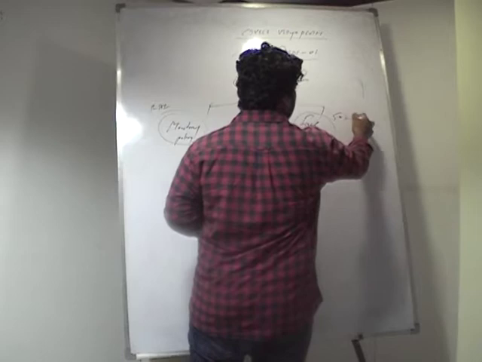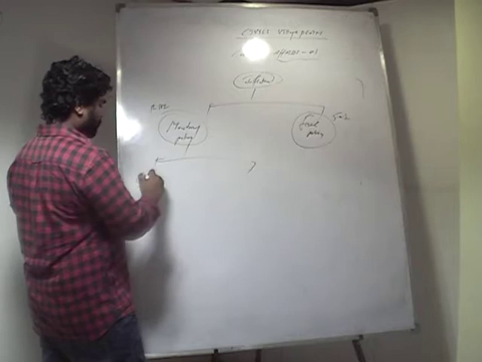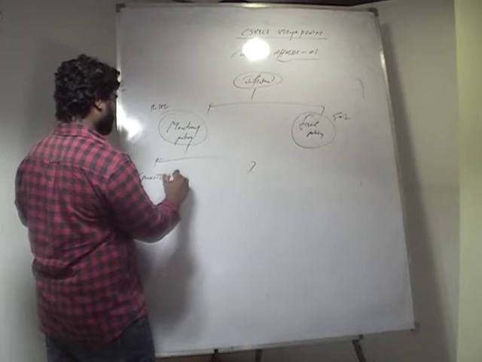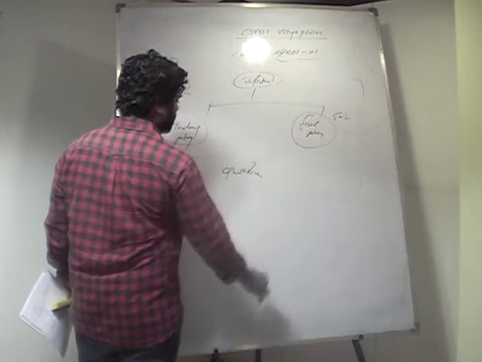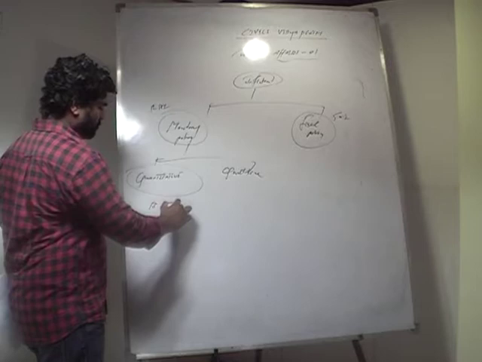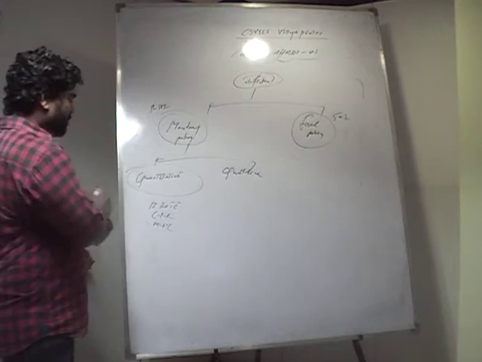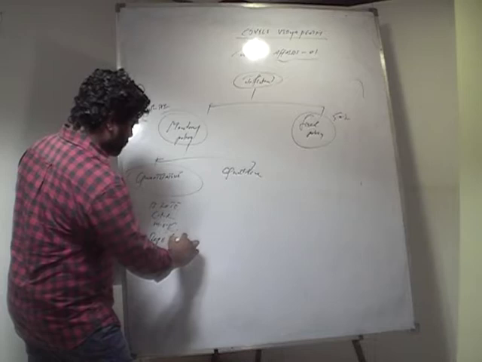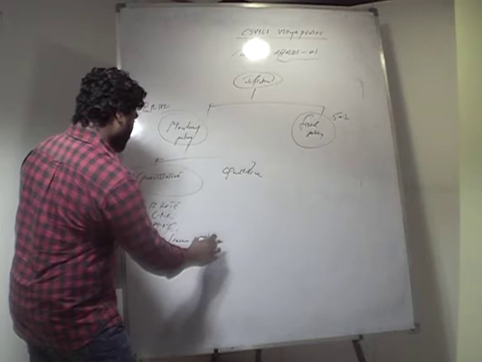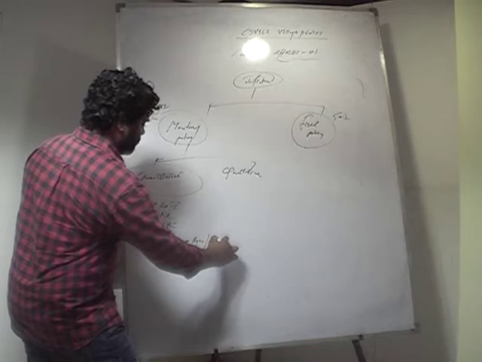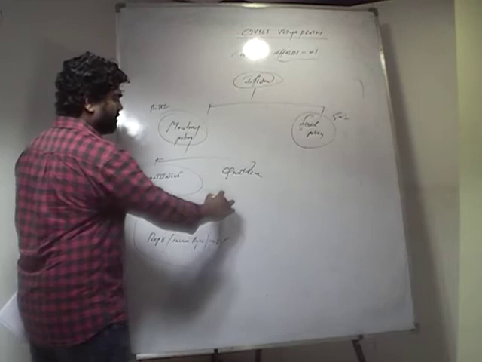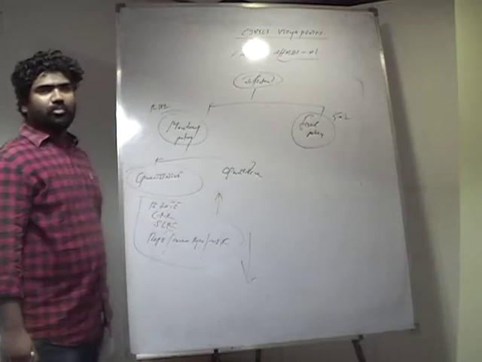Now, in this monetary policy, we have both the quantitative and qualitative aspects. In quantitative, we are going to speak about the bank rate, CRR, MSF, repo, reverse repo, MSF. These all deal with what? Numbers. A slight increase in number will lead to contractionary policy, and a decrease in number leads to expansionary policy.